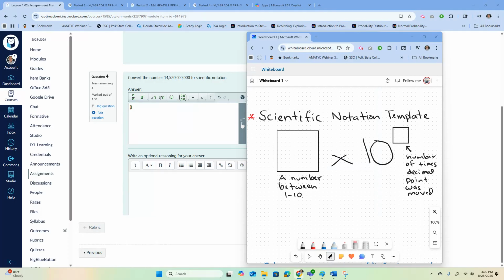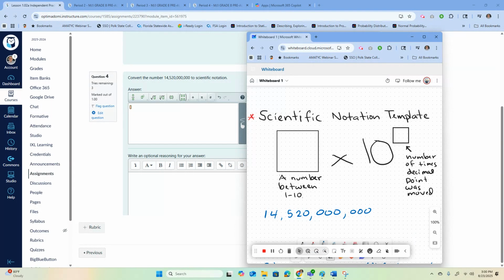Here is question number 4. Same idea. Okay, guys, same idea. Okay, I'm going to take this large number, which is 14,520,000,000. And then I have 6 zeros after that. Okay, this is a very large number. I want to rewrite this large number in scientific notation.